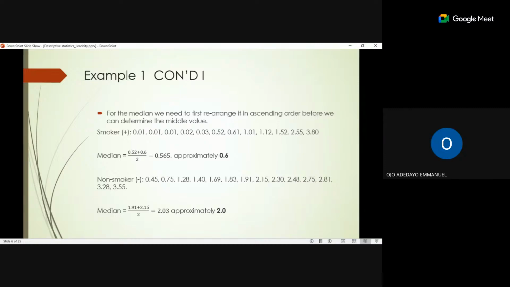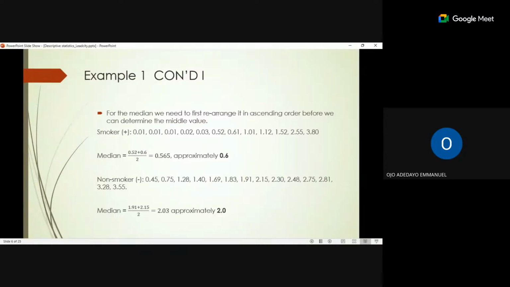Now, for ungrouped data, immediately you are given data that is not grouped, and they ask you to find the median, the first thing that you are going to do is rearrange your data set. It's either you use ascending order or you use descending order. What did I mean by ascending order? It means that you are starting from the lowest to the highest. It's like a staircase that we climb.